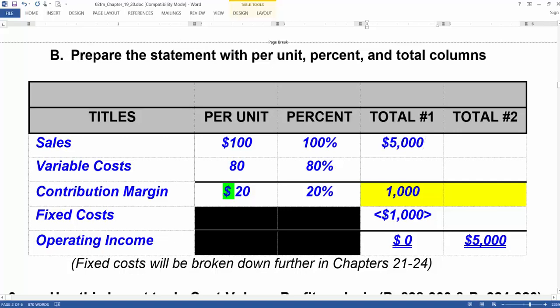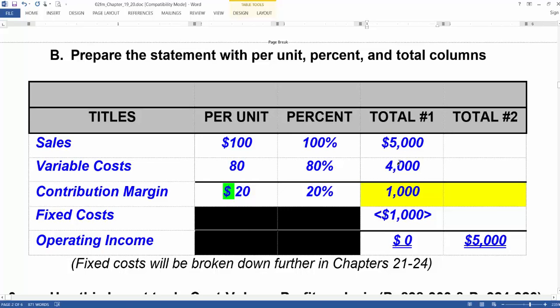Let's check it out and see. 5,000 times 80% should be 4,000. And 5,000 minus 4,000 should be 1,000. So it's correct. This column works. Let's go from there to total 2.